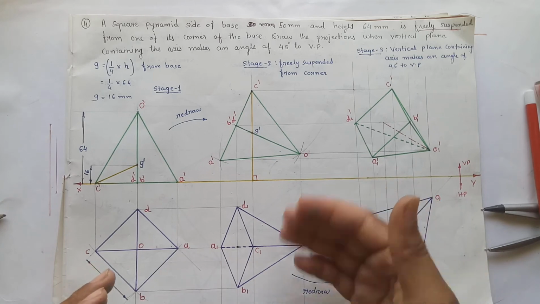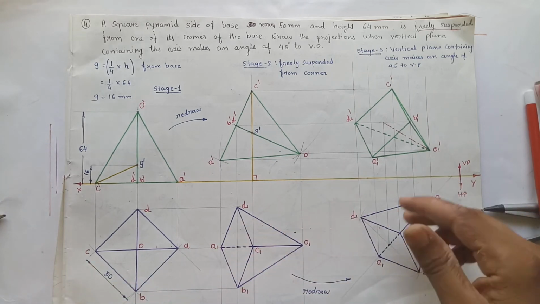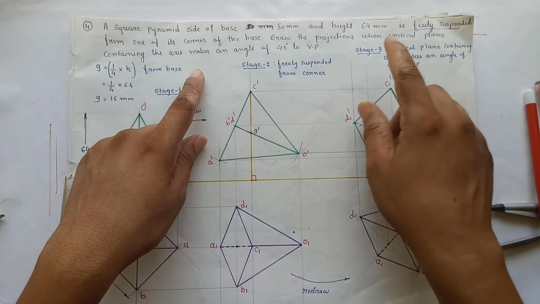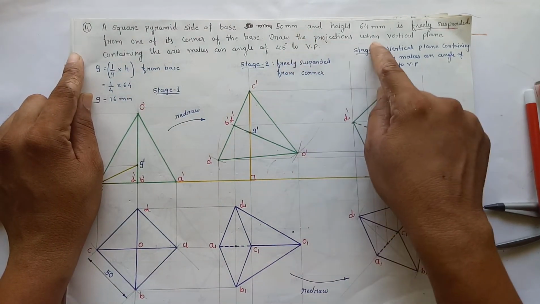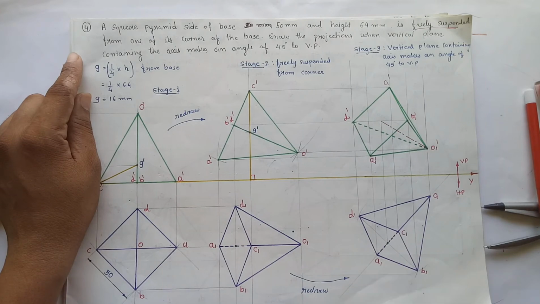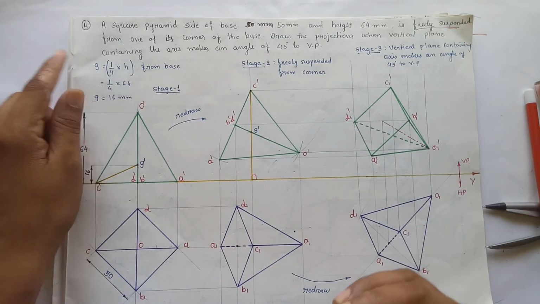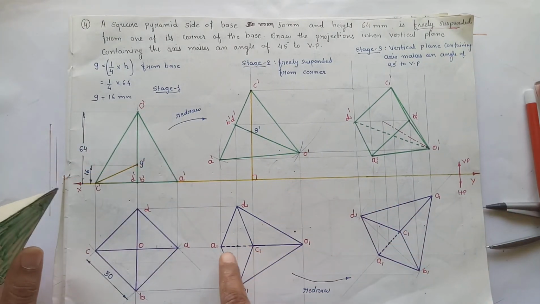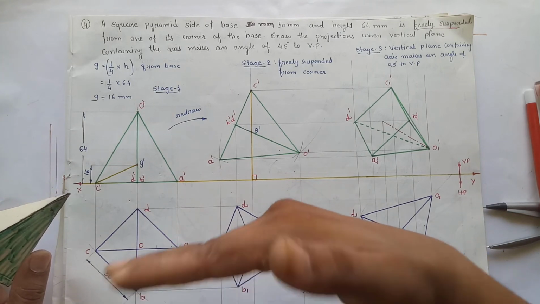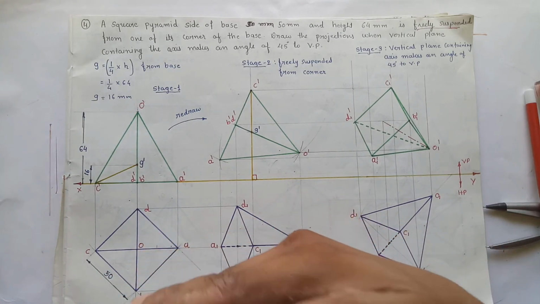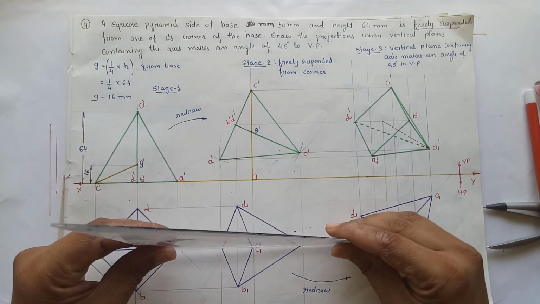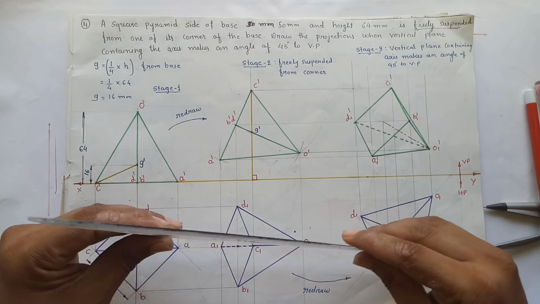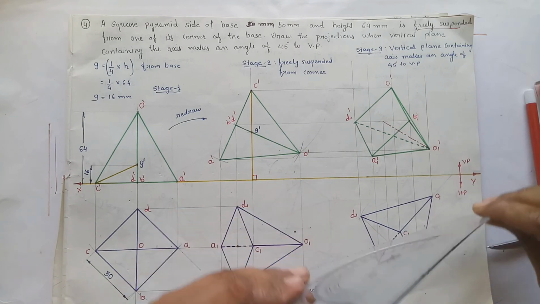the second stage. Now we have to copy this figure over here by taking the condition of the pyramid with the vertical plane. So here draw the projection when the vertical plane containing the axis makes an angle. So the axis will be over here and the vertical plane containing the axis will be like this. If we want to show the vertical plane, it will be like this. Vertical plane containing the axis makes an angle of 45 degrees to VP.